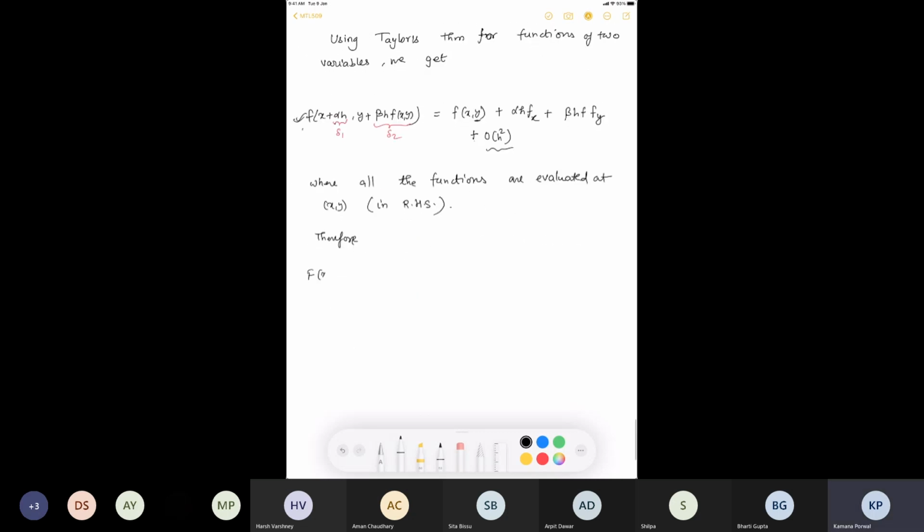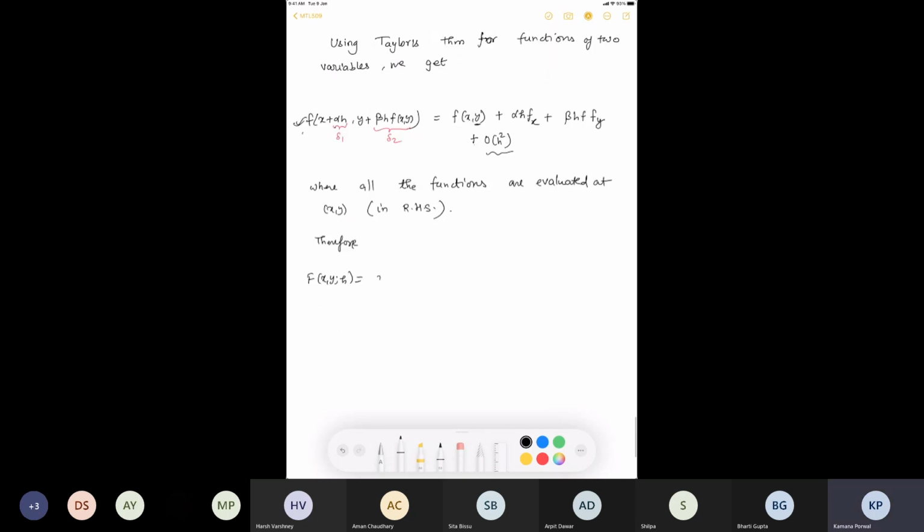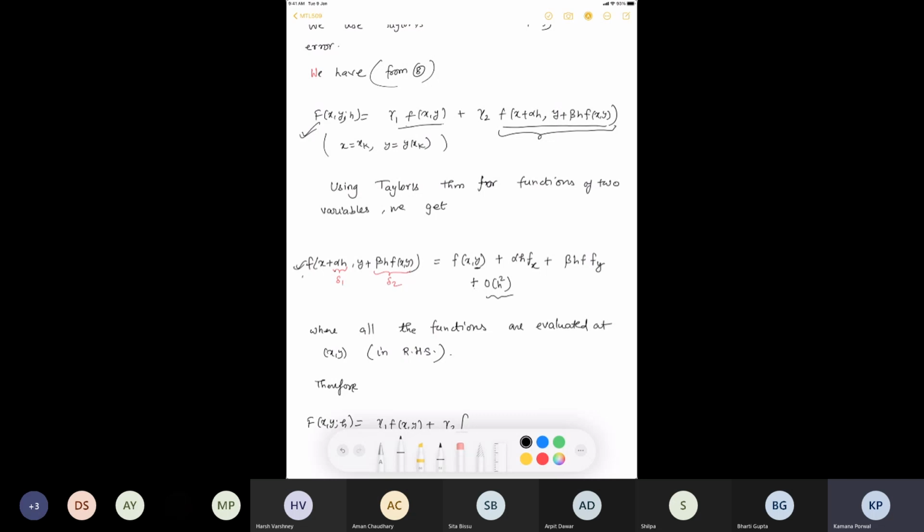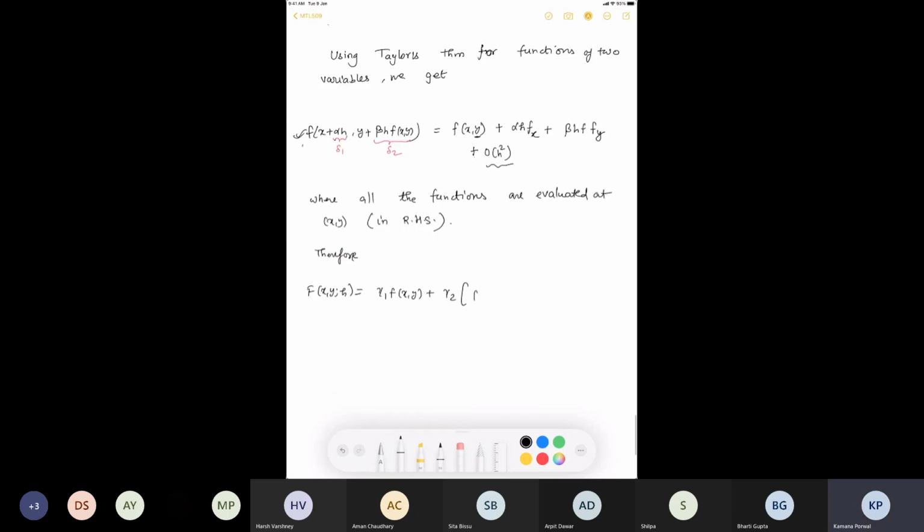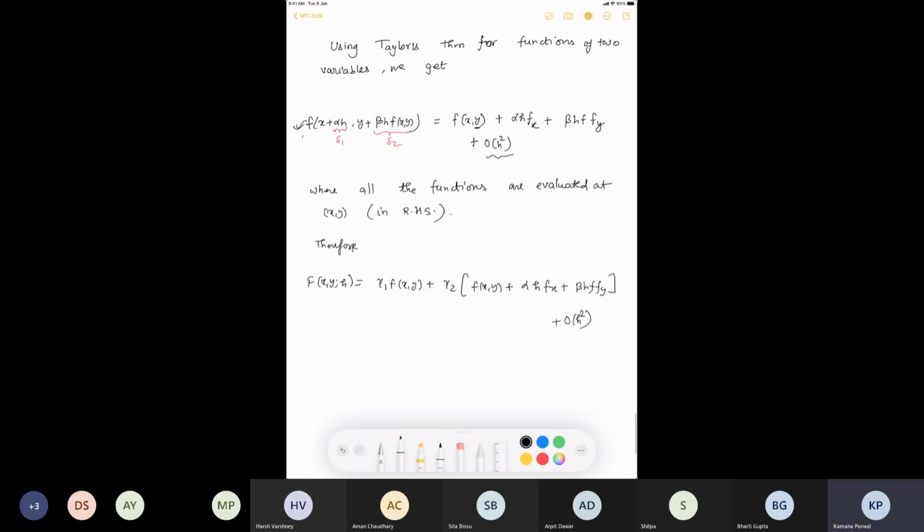Okay, therefore, I'm just going to substitute this in this f. So capital F is going to be gamma 1 times f(x, y) plus gamma 2 times, so I'm substituting this expansion here, f of f(x, y) plus alpha h f_x plus beta h f f_y, and then order h square I can keep separate, because this will be getting multiplied with gamma 2, but gamma 2 is a constant again, right? So it just gets combined with this order.